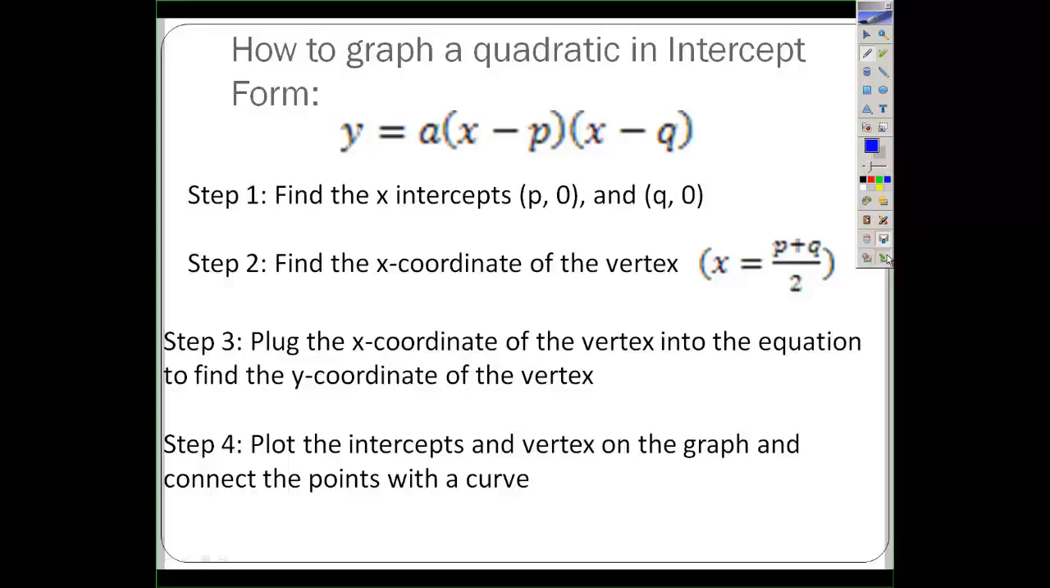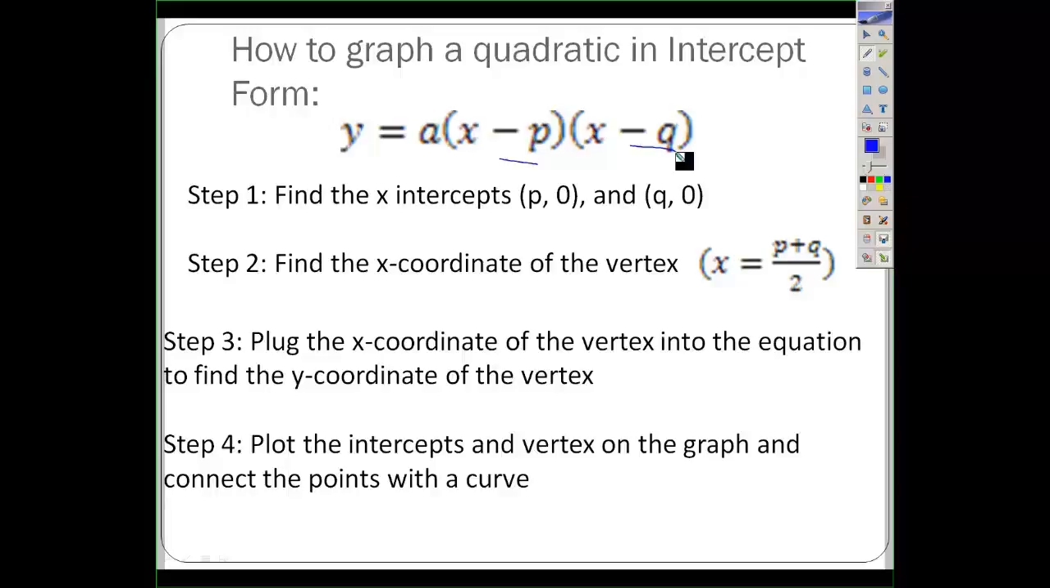So it's going to look like this: y equals a number times two factored terms. You're going to find the x-intercepts, and those are just going to be the points: this number comma 0 and this number comma 0. Remember now, both p and q are going to be the opposite of what you think, but they're still those two points. Those are two x-intercepts, so those are two points on your graph.